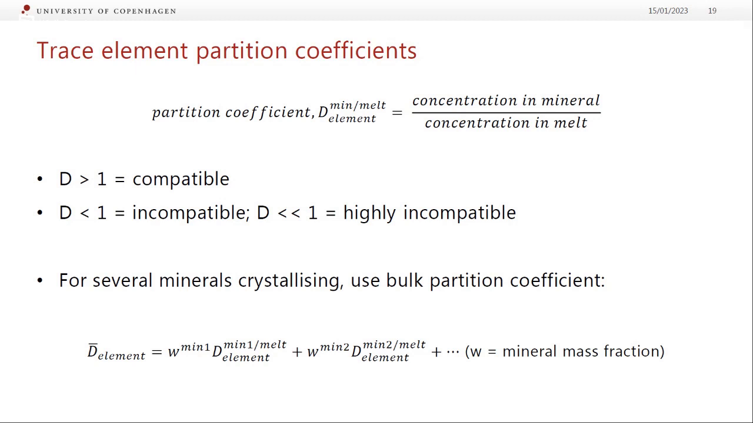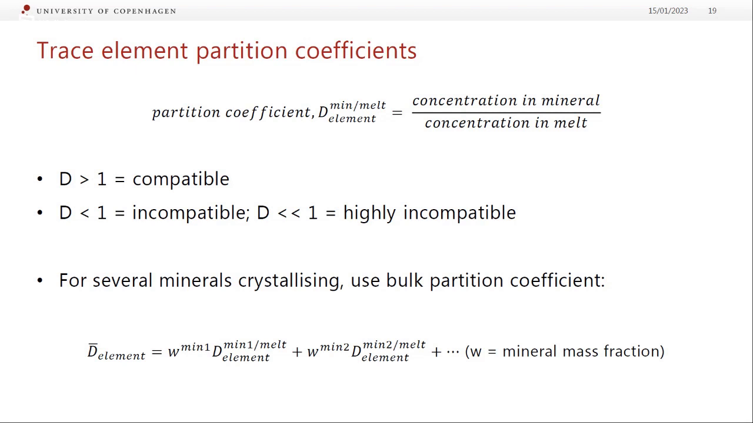For trace elements, because they follow Henry's law, we can describe whether they're compatible or incompatible using a partition coefficient. The partition coefficient is just the concentration in the mineral divided by the concentration in the melt. Now, the partition coefficient will change depending on the temperature, the pressure or the melt composition, but the important thing is it's independent of the trace element concentration. So that means if we double the amount of, say, strontium in a melt, the partition coefficient should be exactly the same. You'll get twice as much in the crystal as well.